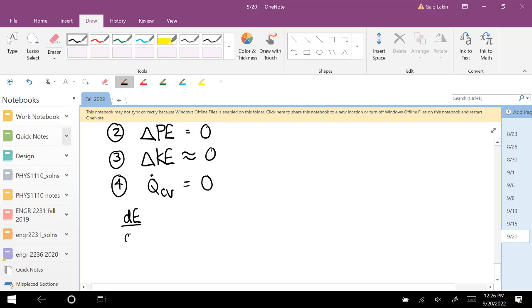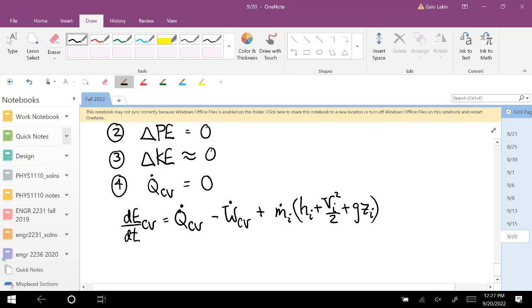So I'll start with the full equation and we'll cancel. dE/dt is equal to Q dot minus W dot plus m_i dot times the quantity h_i plus V_i squared over 2 plus g z_i, and then minus m_e dot times the quantity h_e plus V_e squared over 2 plus g z_e.